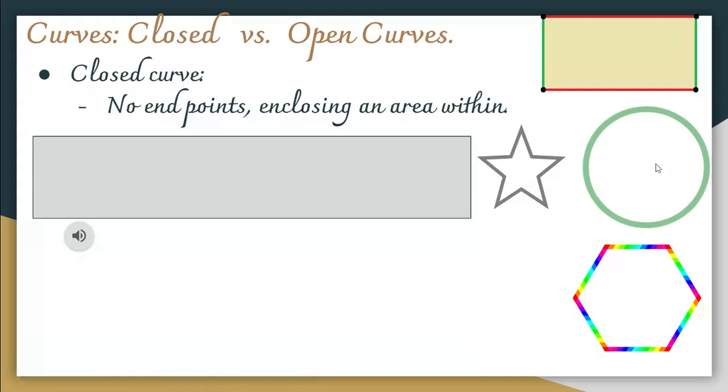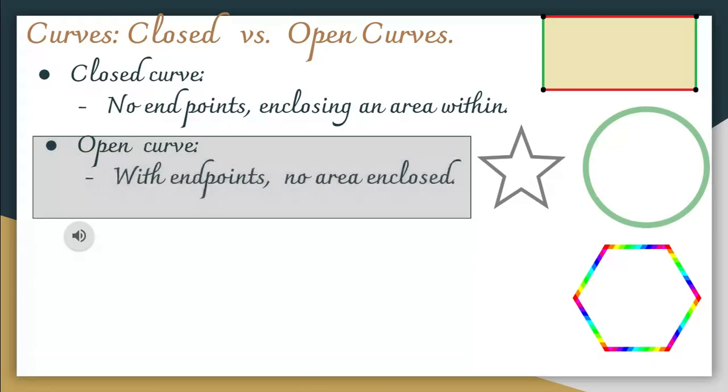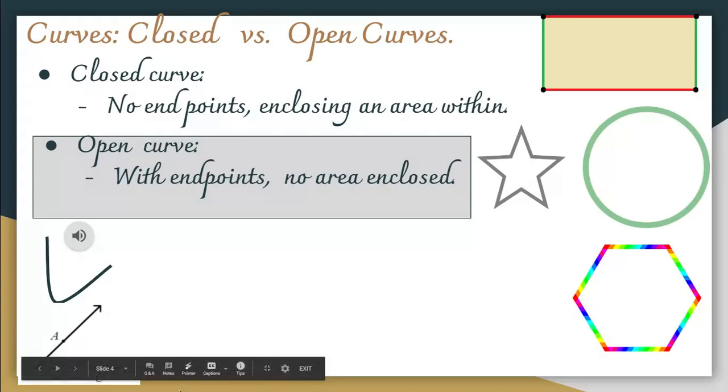Now the other type of curve is the open curve. What is an open curve? An open curve has endpoints and there is no area enclosed. Let's see. These curves have endpoints, but they do not have an area enclosed. So, let us look at some examples of open curves. In these shapes, you see that there is one starting point and one end point. Both the starting and end points are there.